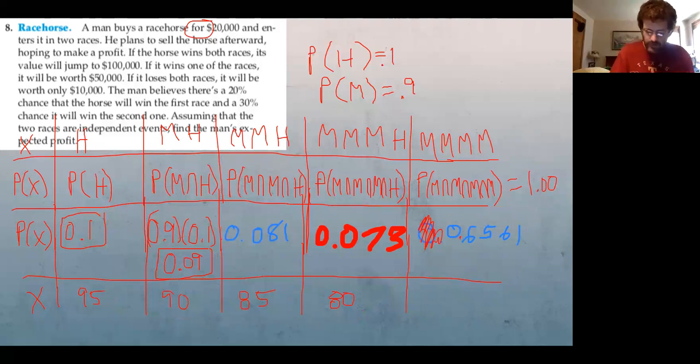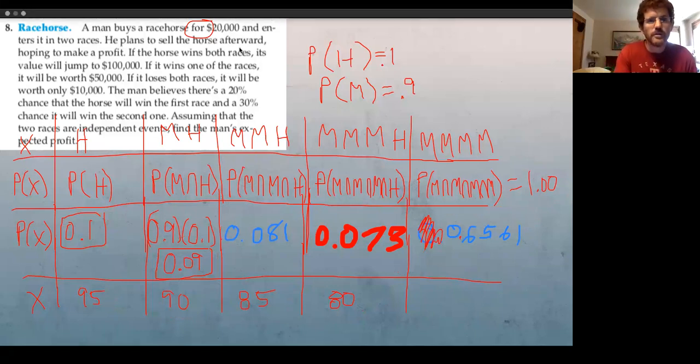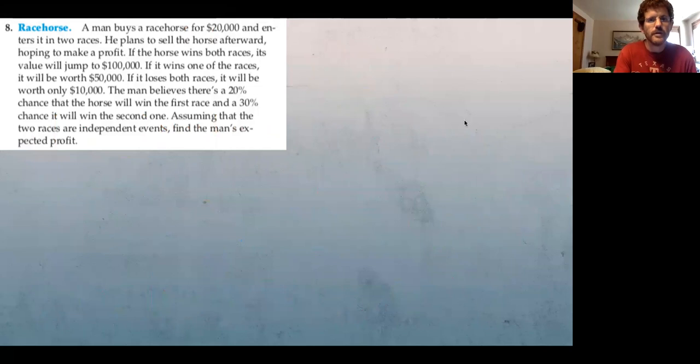Okay, I gotta erase all this stuff from here. So this last one, we've got a man buys a racehorse for $20,000 and he's gonna put it in 2 races. He plans to sell the horse afterwards and hope to make a profit. If the horse wins both races, its value will jump to $100,000, $50,000 if it only wins one, only worth $10,000 if it loses. You can see the probabilities for each race and they're independent. So we're gonna find the expected profit.